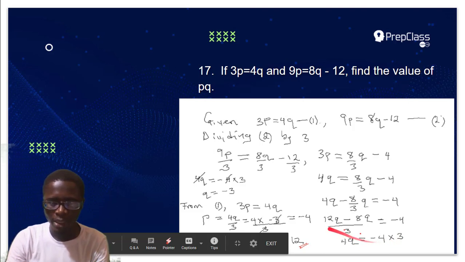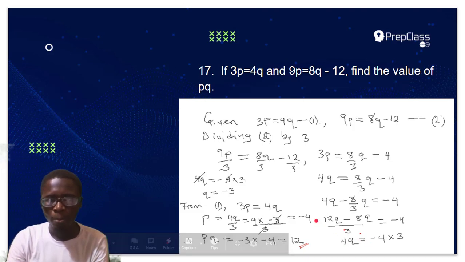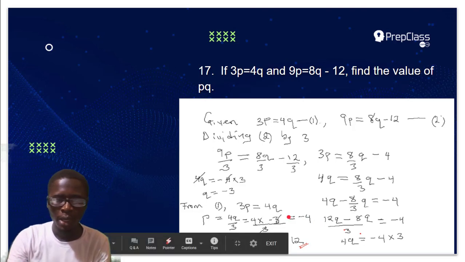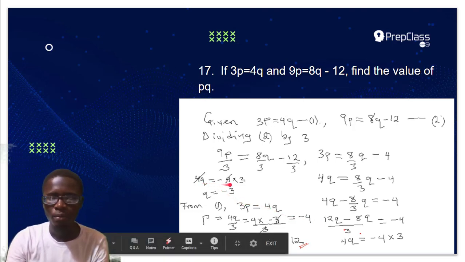So we can go ahead and divide both sides by 4. By so doing, we discover that our q, when you divide both sides by 4, is going to give us q is equivalent to minus 3. So now, taking away the 4, we have minus 3.